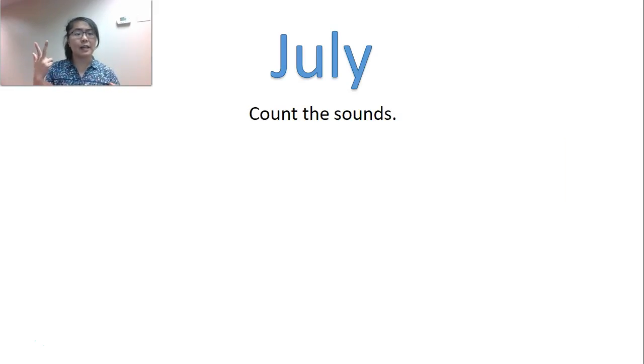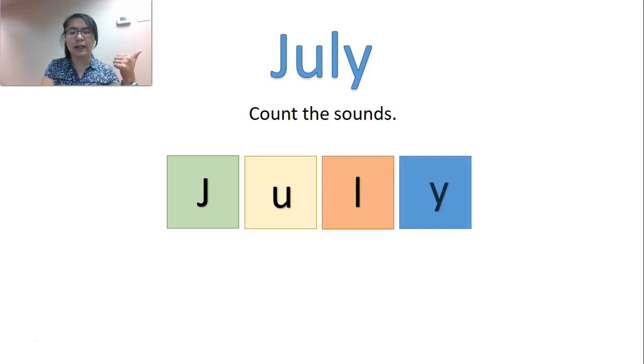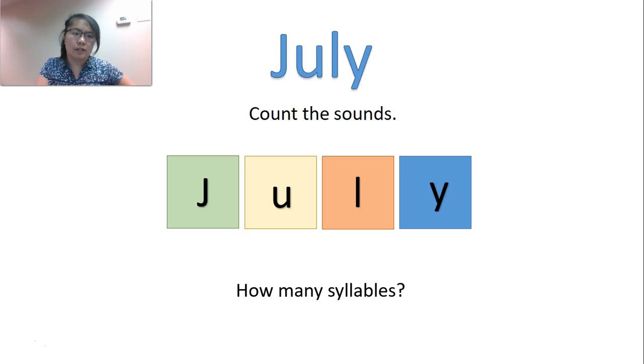So we're going to count the sounds in July, our 7th month. J, U, L, I. You hear 4 sounds. Each letter makes its own sound in this case. So we have J with his J, U, that long U sound, L, and Y. We're going to focus on this Y in a moment, but first we're going to count the syllables. July, 2 syllables. Good. That'll help us remember how to spell it when we hear it.